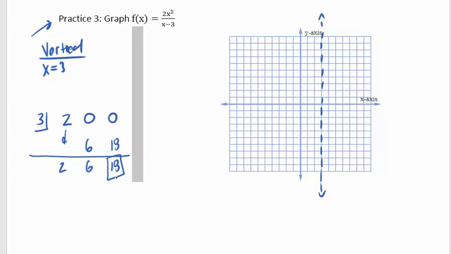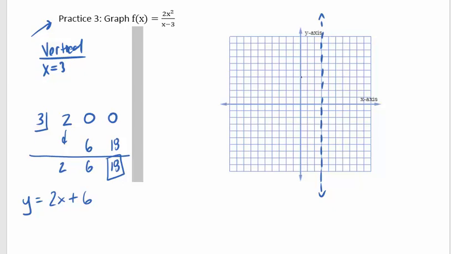That number 18 is not going to play a role in this at all. So this is my remainder. This would be my constant term, so 6, and this would be my x term, so 2x. So there is the equation for my slant asymptote. Y equals 2x plus 6.